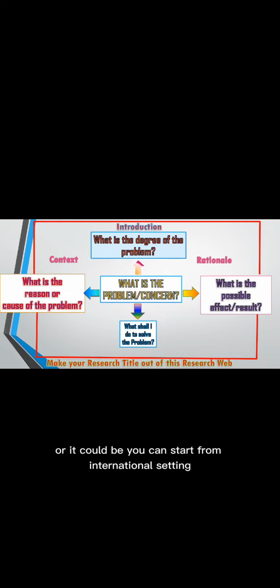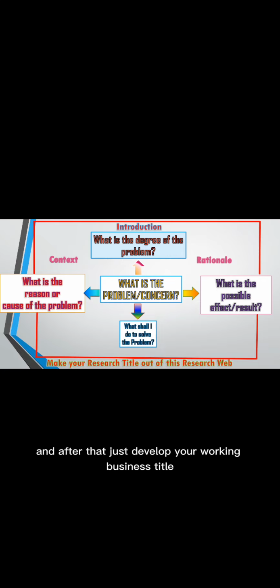Okay? So, after making all of those paragraphs, I think I am just showing you the minimum part of the context and rationale, but you can also add different ideas. You can develop it deductively, or you can start from the international setting, going to our country, going to your specific setting. And after that, just develop your working research title out of the research web that we have as part of our context and rationale.